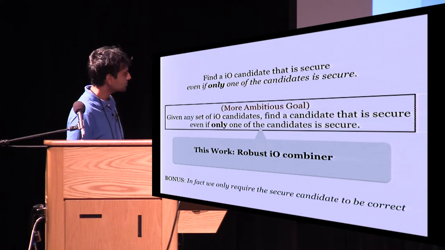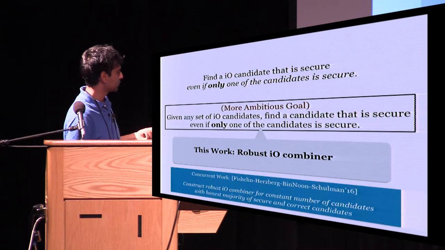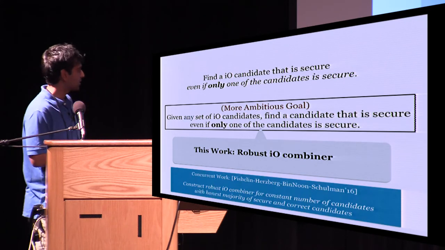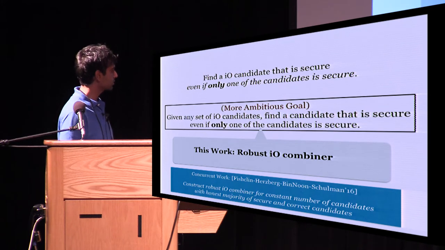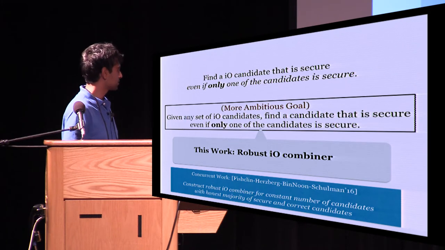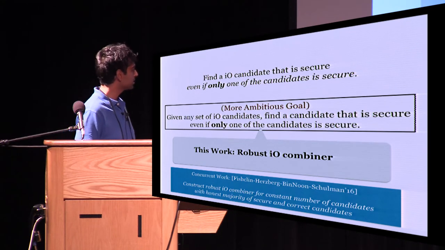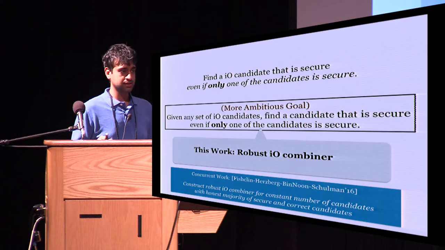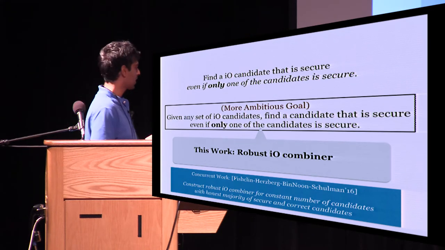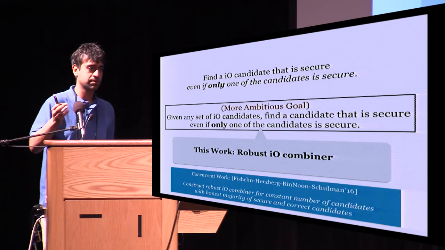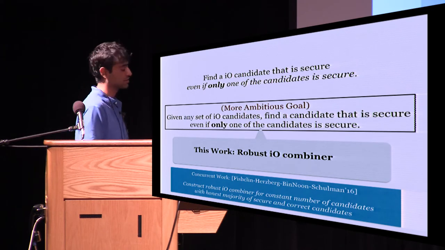Let me define this notion more precisely. But before that, I want to mention the concurrent work by Fischlin et al. They show how to get a robust I/O combiner for a constant number of candidates, and they assume that a majority of them are secure and correct.